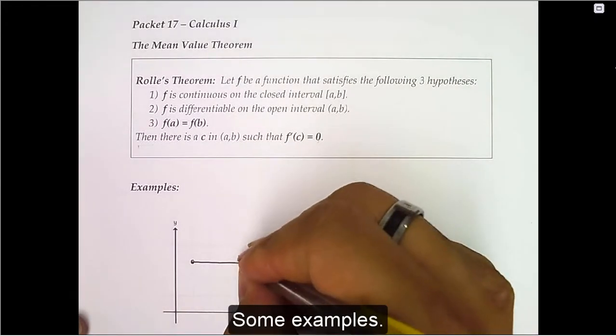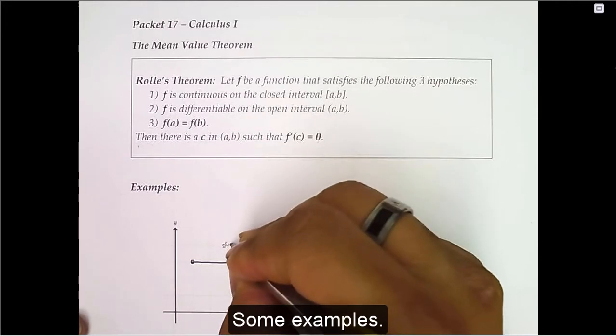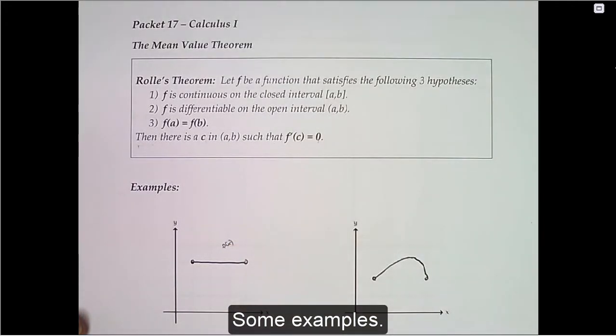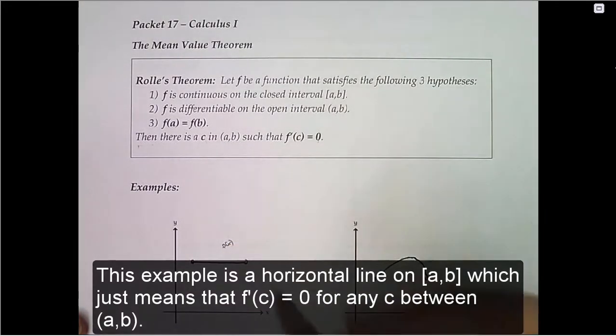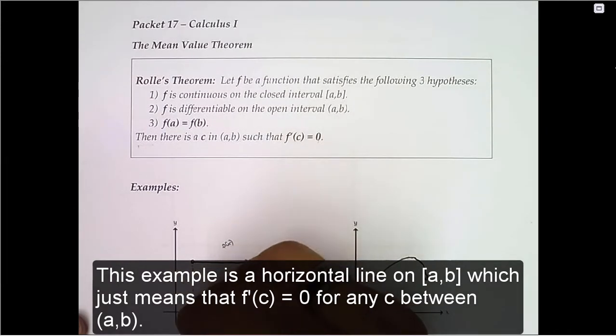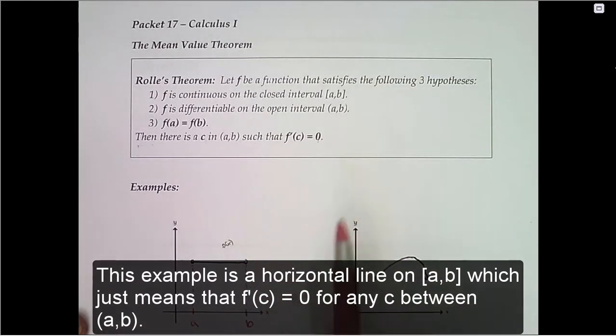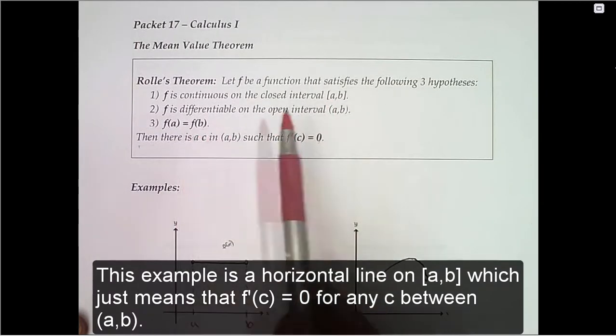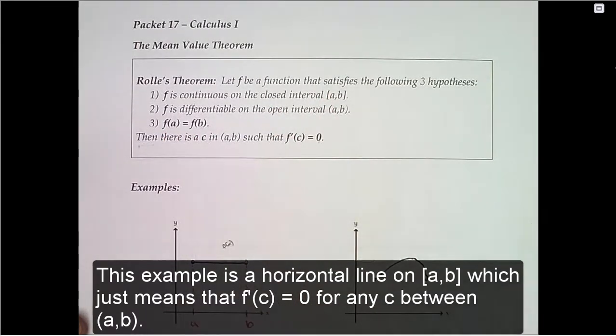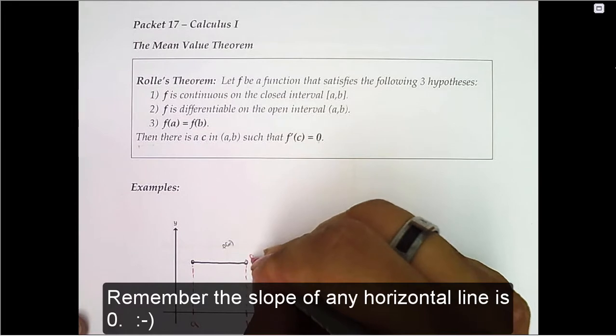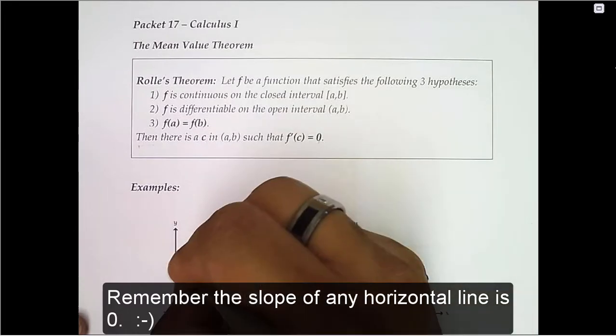Some examples. This example is a horizontal line on a to b, which just means f prime of c equals 0 for any c between a and b. Remember, the slope of any horizontal line is 0.